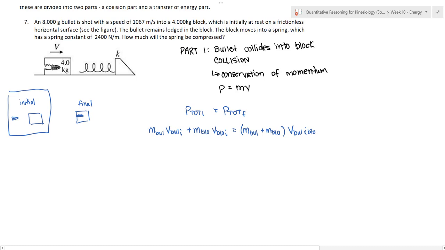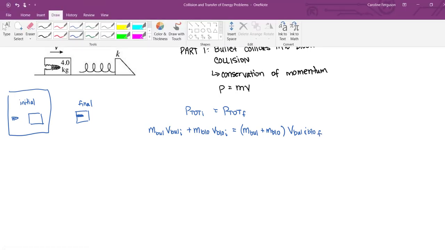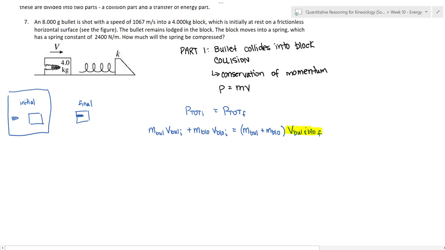Okay, so this is what we're looking for. This is our final velocity. We need to find this final velocity for part 1 before we can move on to part 2. So let's rearrange the formula. We're going to solve for the velocity of the bullet and the block together, since they're stuck together, final, which is equal to the mass of the bullet times the velocity of the bullet initially plus the mass of the block times the velocity of the block initially, divided by the mass of the bullet and the block combined.